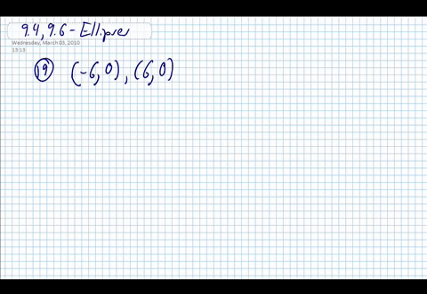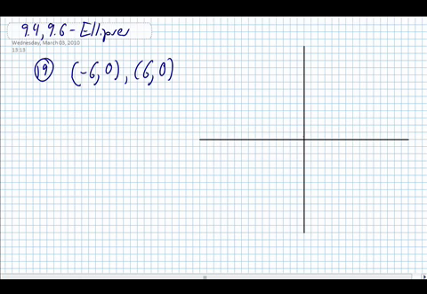And as we plot these, this is one of those cases where it's really helpful to have a sketch of this. We go -6, 0, and 6, 0. So we're left with, what is that number 18? It says the sum of focal radii.